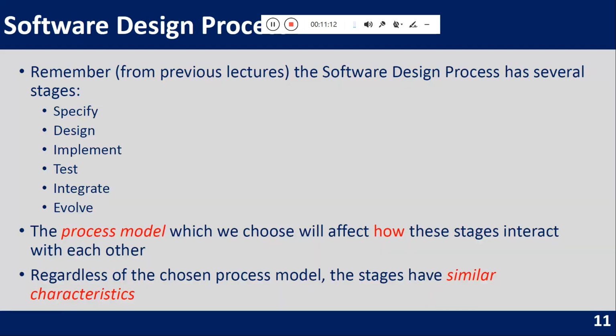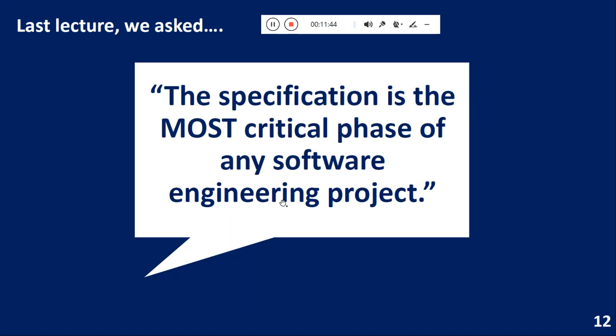I'm not very sure why the process model we choose will affect how the stages interact. I see. So the process model we choose will affect how these stages interact with each other, but the stages themselves have some similar characteristics.